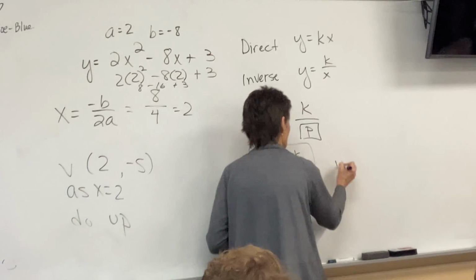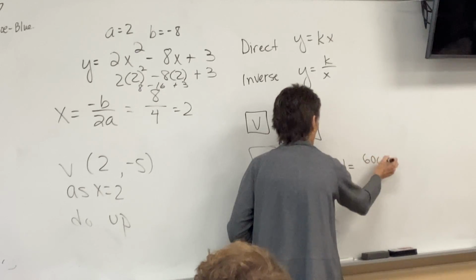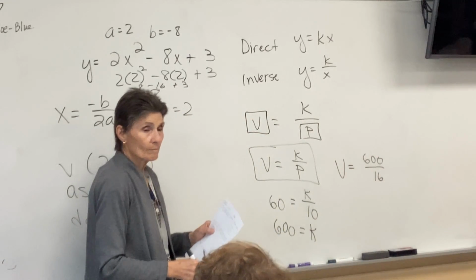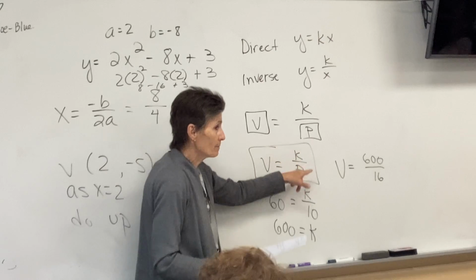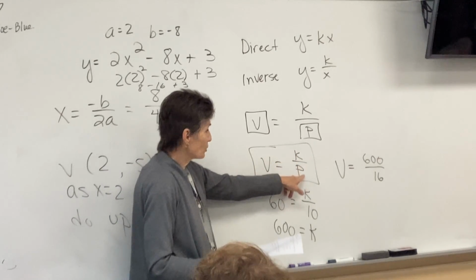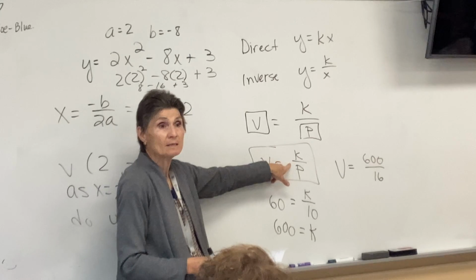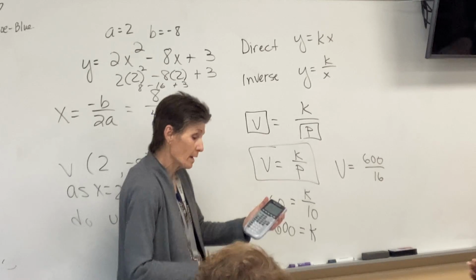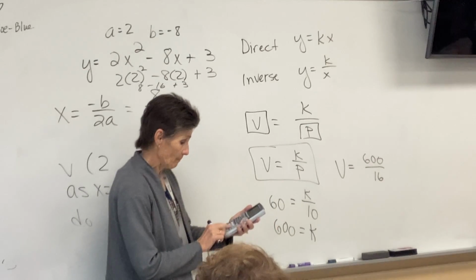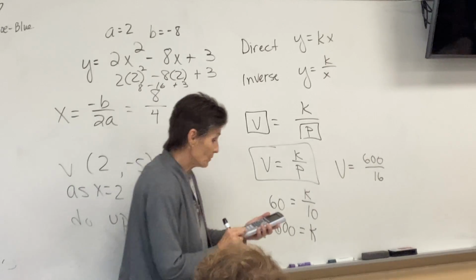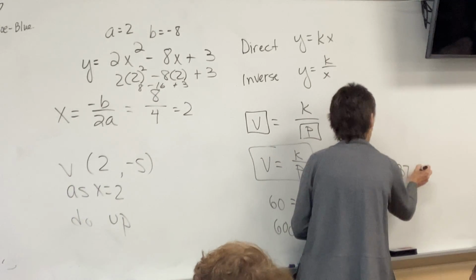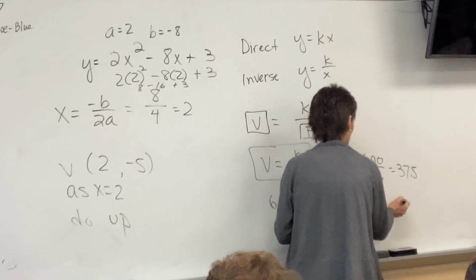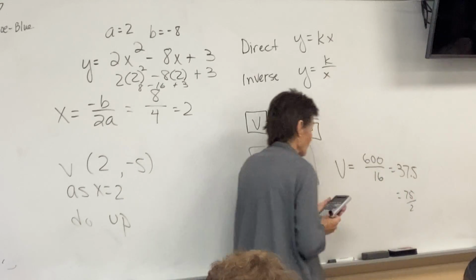Find the volume when the pressure is 16. So here's my formula. Find the volume when the pressure is 16, but now I know K is 600. So I can just figure out what that is, or I can reduce the fraction. If you get it decimally, you got 37.5. If you get it fractionally, you got 75 over 2. It doesn't matter which way.